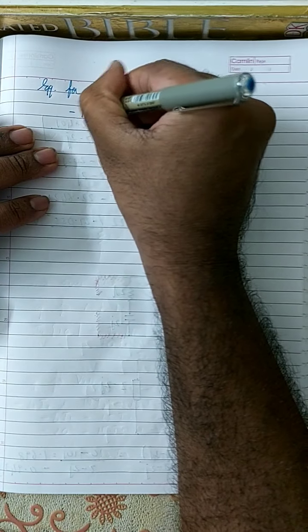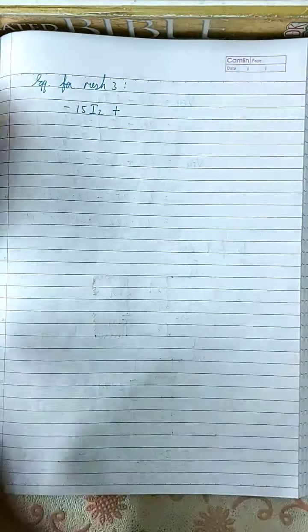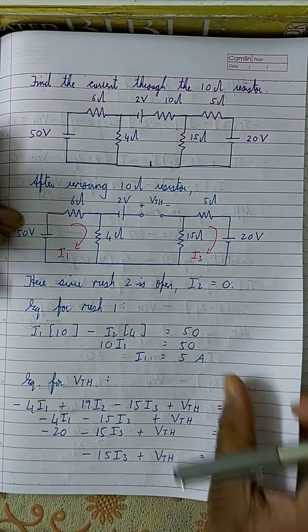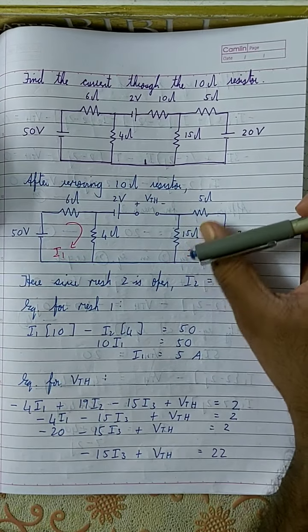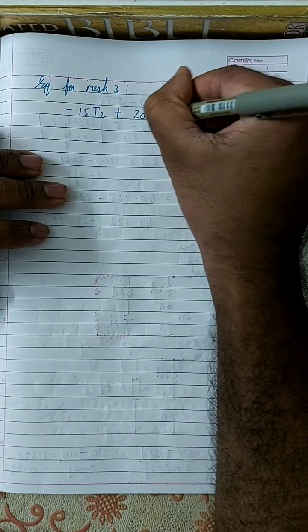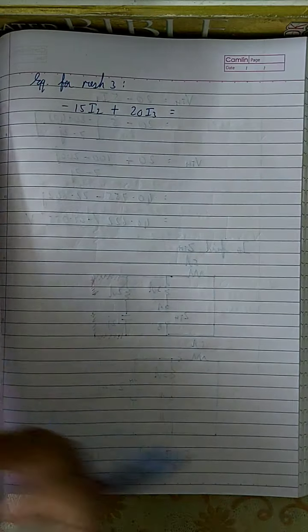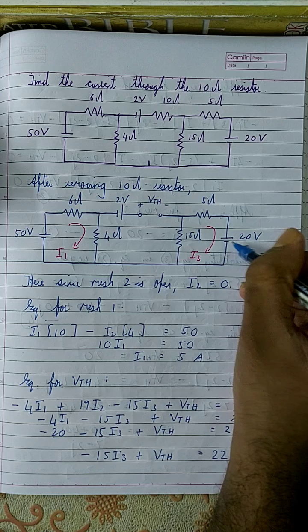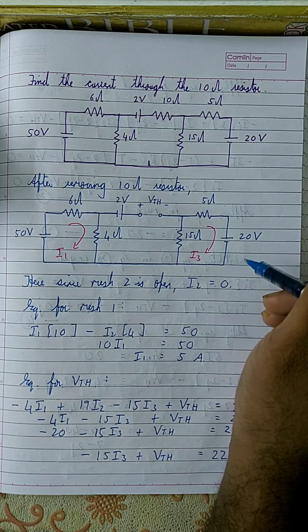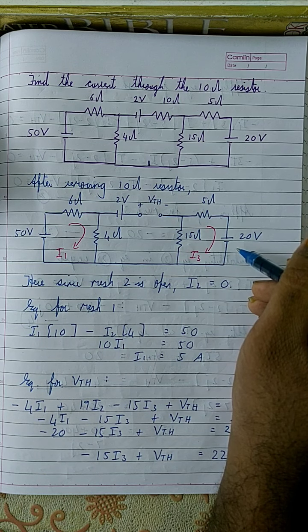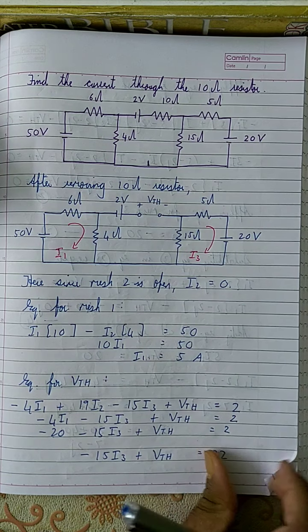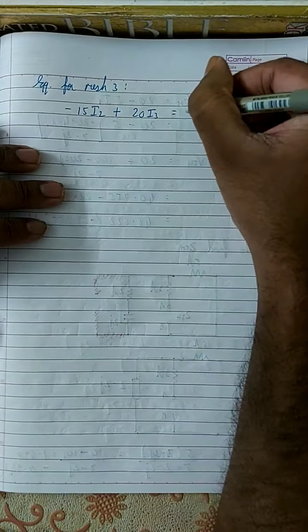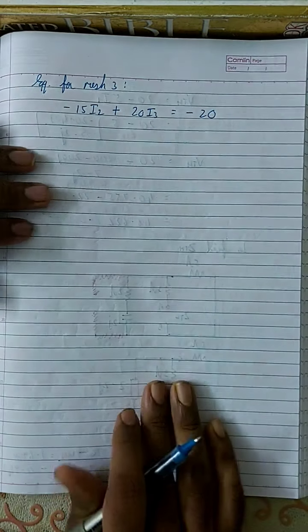How does this equation look? We have minus 15I2 plus, here I3 touches the 15 and this 5, so 15 plus 5 is 20. So we have plus 20I3 is equal to, and this current is flowing into the positive terminal, right? Which means this positive terminal of the battery is not generating current. It is opposing I3. It is opposing the current. Therefore, it is minus 20.